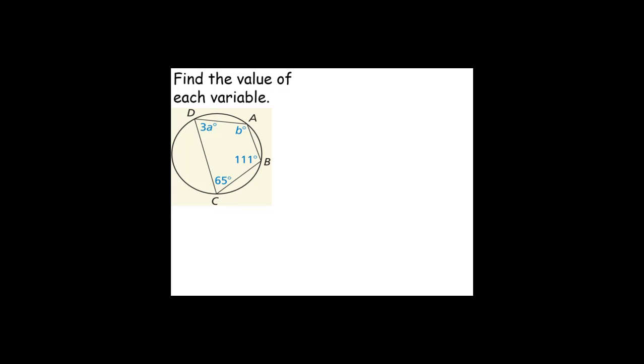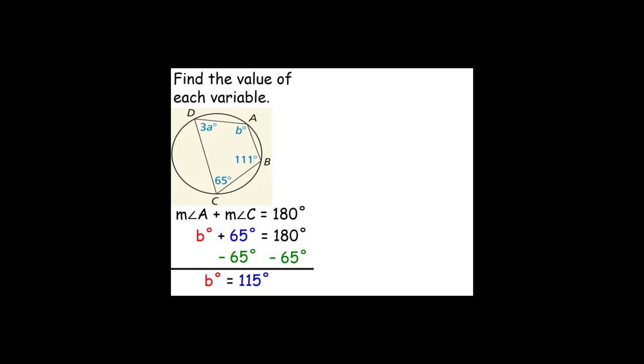Since our quadrilateral is inscribed inside the circle, since all four vertices are on the circle, we know that the opposite angles are supplementary. Therefore, I can say that the measure of angle A plus the measure of angle C is equal to 180. Substitute my values in, subtract 65 from both. The measure of angle B is equal to 115 degrees.